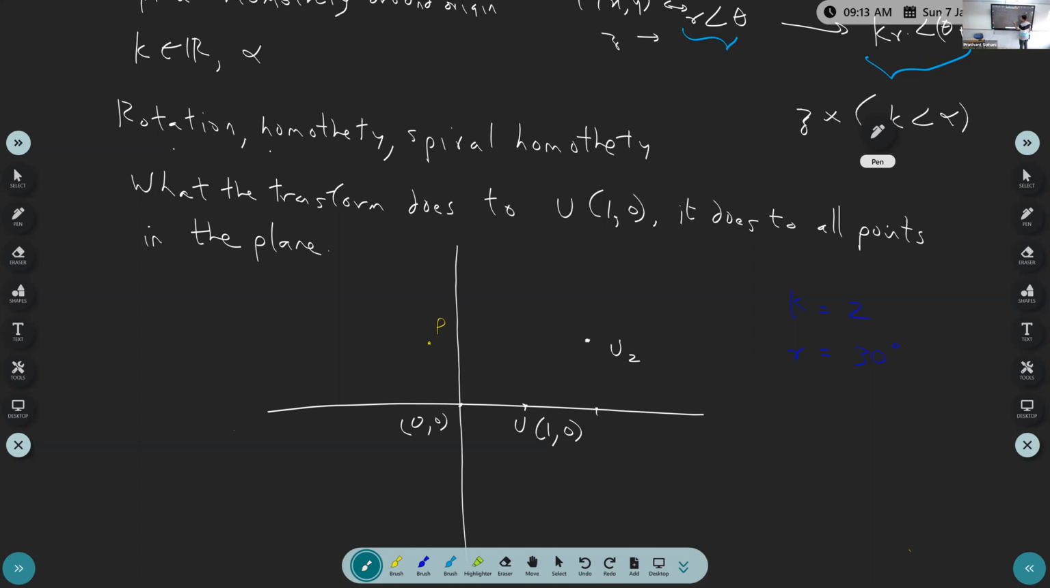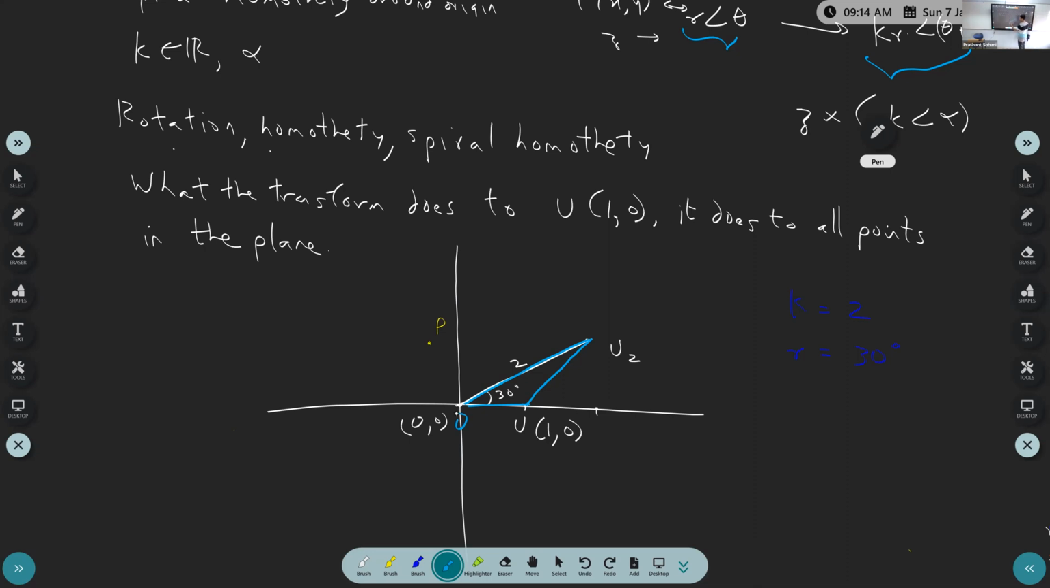And what is the characteristic of u2? This angle is 30 degrees and this distance will be 2. If you want, you can find the xy coordinates also. The remarkable thing is that if you look at the shape of this triangle and copy that shape on this line OP, you will get the resulting position of the point P.